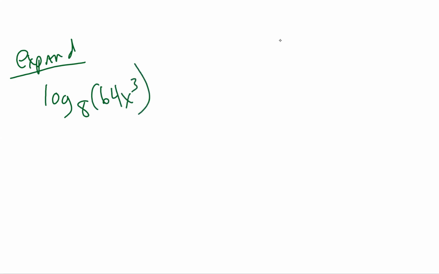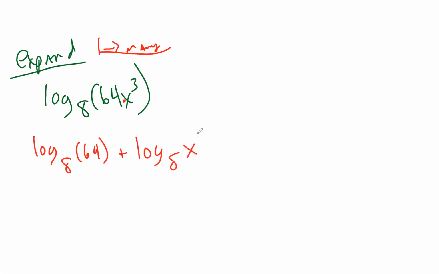Okay, so we go inside these parentheses and we say, okay, look, here's what's happening. 64 is being multiplied by x to the third. When we have something that's being multiplied and we're going to expand it, which means to go from one to many, we're going to turn the multiplication into addition. And so the first thing I'm going to do is rewrite this as log base 8 of 64 plus log base 8 of x to the third. And then I say, okay, now I have to go through and I have to try to simplify each piece as much as I possibly can.